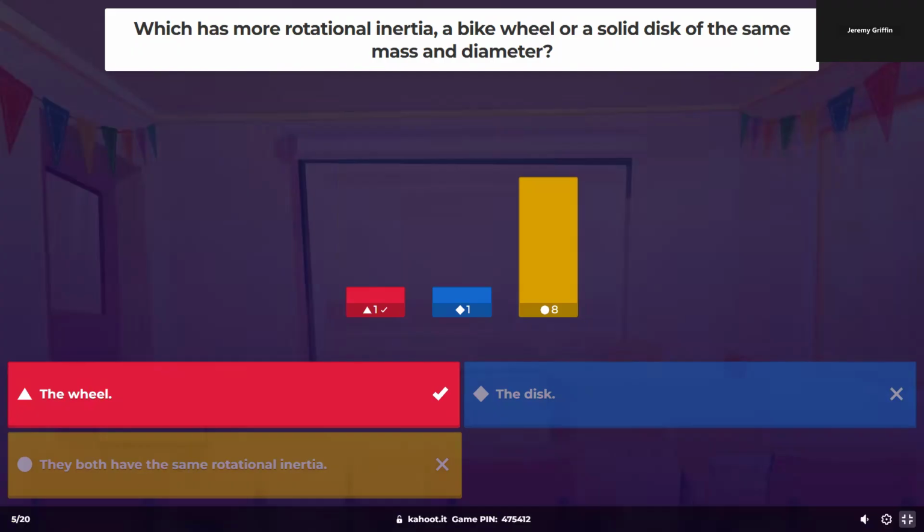One winner. Wheel. That's me. Yeah. All right.